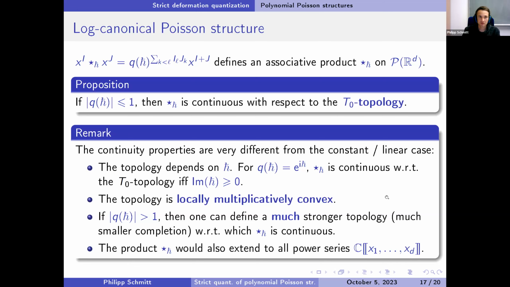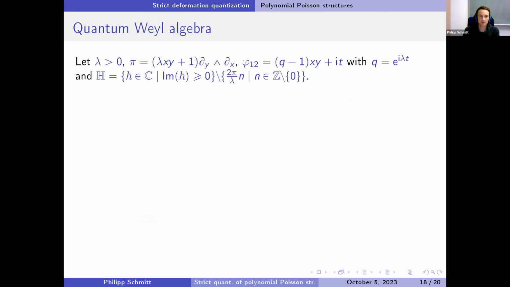Okay, and basically to finish this talk, I want to show you one more example that is maybe the most interesting example, namely a quantum Weyl algebra, where we take our log canonical Poisson structure from before, we take our constant Poisson structure del y wedge dx times 1, but now we modify this by a quadratic term of the form lambda xy, where lambda is just some constant that has any positive value. And then we try to pick our phi 1, 2 similar to before, as this expression, and assume that q is just e to the i lambda t.